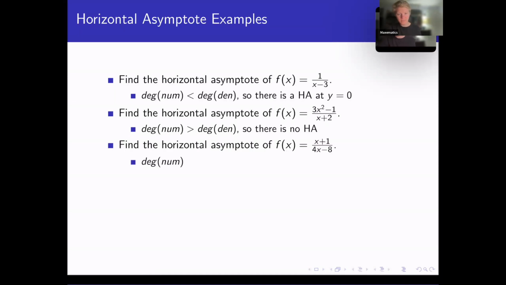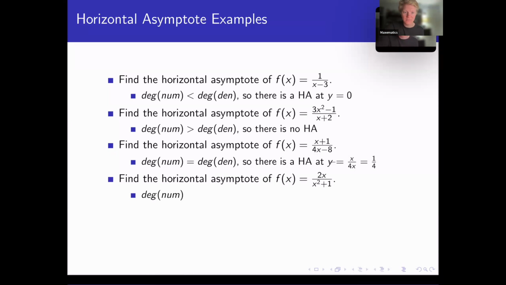Find the horizontal asymptote of (x plus 1) over (4x minus 8). Well here, x is degree 1, 4x is also degree 1, so the numerator and denominator are both degree 1. They're both equal. So here's what we're going to do. We're going to take those leading terms and divide them. So there will be a horizontal asymptote at y equals x over 4x. Well, cancel out an x, and we get 1/4. So there is a horizontal asymptote at y equals 1/4.